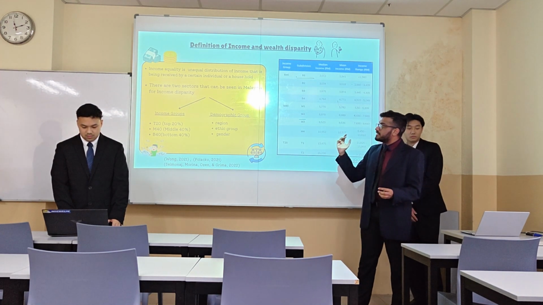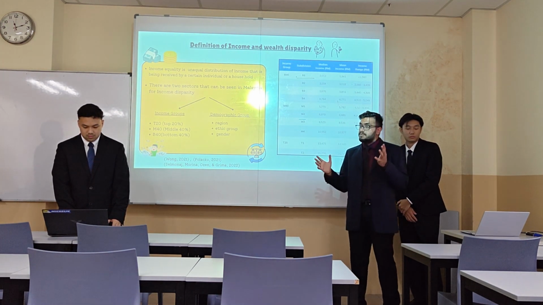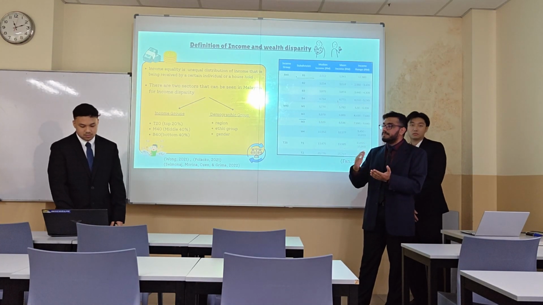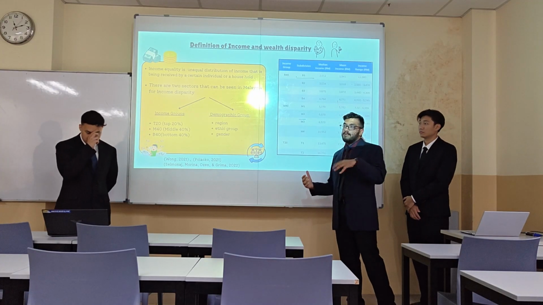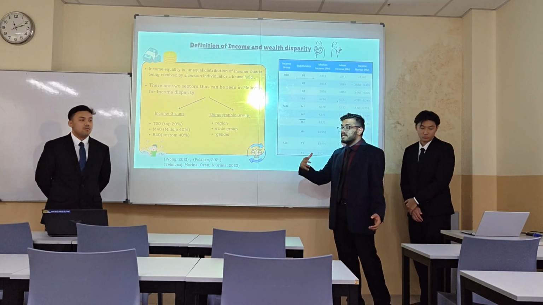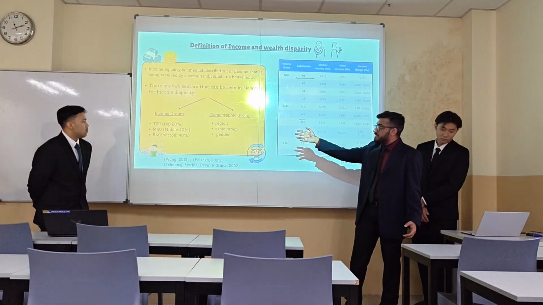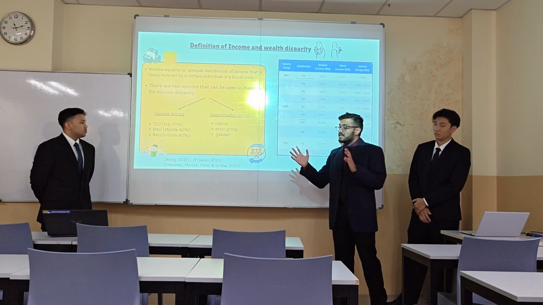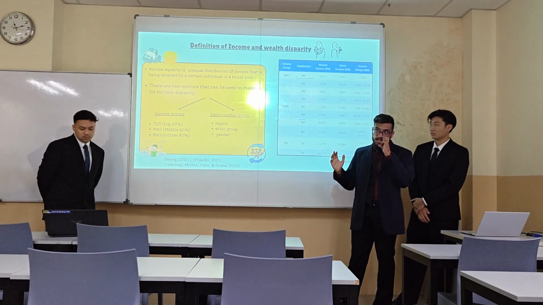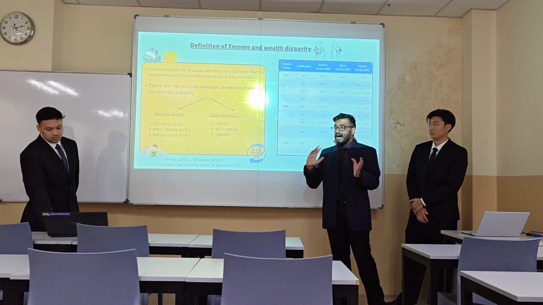Income disparity is basically known as income inequality, where income is distributed unequally between individuals or households. Certain individuals will be earning more income and certain individuals or households will be earning less income. So we can see there are two groups here: the income group and the demographic group. These are the two groups where the income is distributed unevenly.